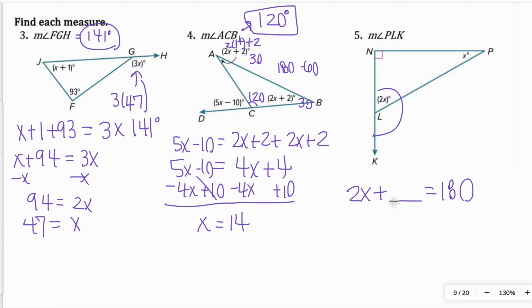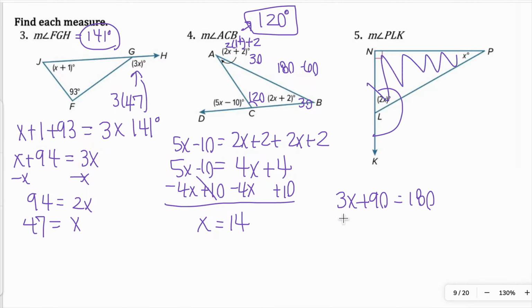One thing you could also do, instead of thinking about it that way, is talk about the interior measure of your angle. So 3x plus 90 is going to be equal to the inside of my triangle here, or 3x is equal to 90. So that means x is equal to 30. So if x is equal to 30, that's 2 times 30, which is 60. And then the leftover amount would be 120 for PLK, since that is a straight angle.